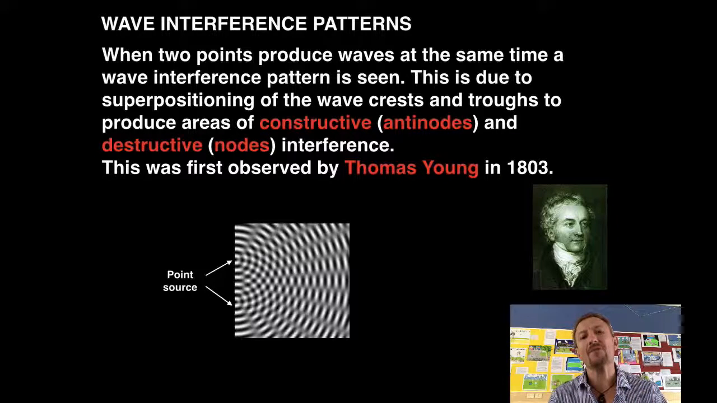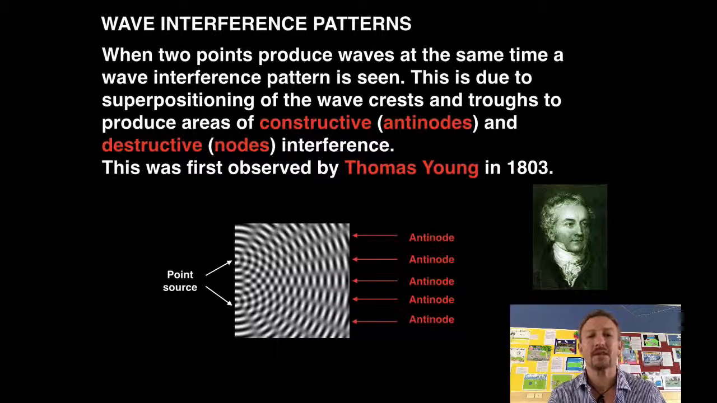Now, the areas of banding of black and white, black and white, black and white are our antinodes. These are the areas where we're going to get crest meeting crest and trough meeting trough from the 2 point sources. They're going to interact in such a way that they are going to add to the amplitude, so they're really, really big. So we get clearly defined amplitudes which are generated.